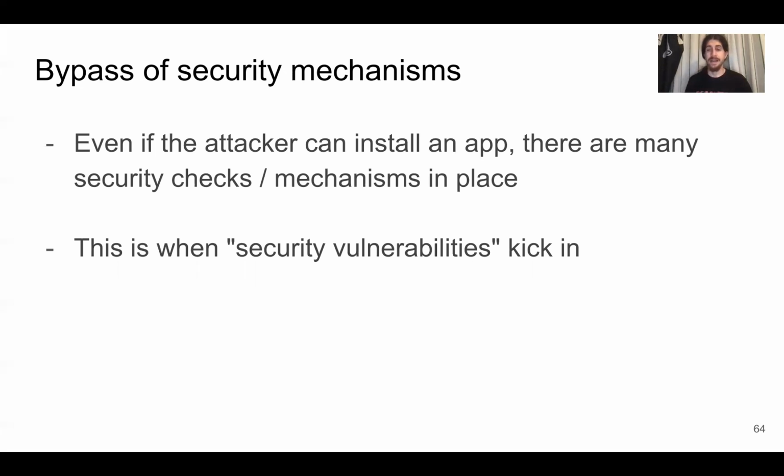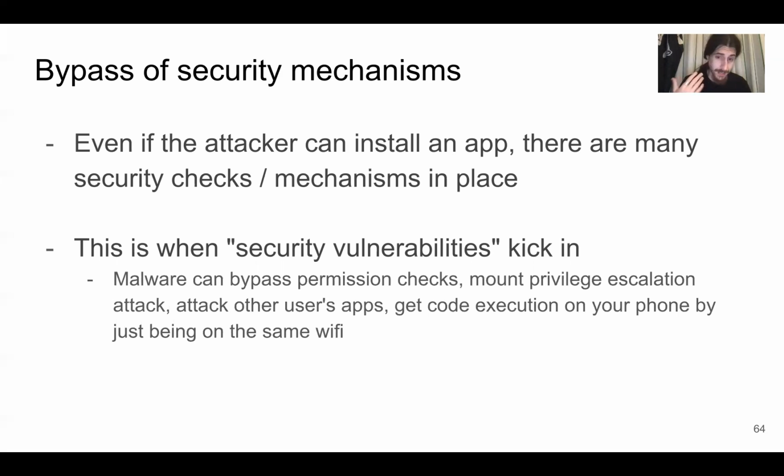This kind of discussion, what we call threat model analysis, is extremely important, and is going to be the focus of the next class. But again, I hope that now you understand, we have malware, on the other side we have security vulnerabilities, and they are two different topics, but they are quite intertwined. And vulnerabilities are used by malware. Eventually, security is trying to focus on protecting users from these bad guys. And I hope it's clear how malware and security vulnerabilities play a role in this. So security bugs can allow you to bypass permission checks, mount privilege escalation attacks, attack other apps, get code execution on phones, maybe just by being on the same Wi-Fi, and so forth.